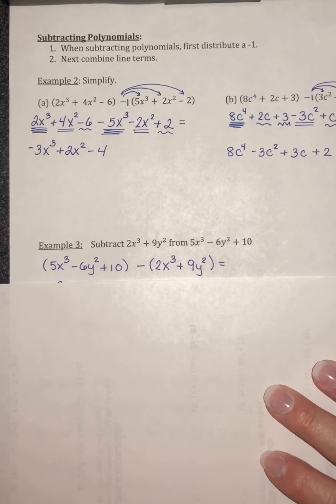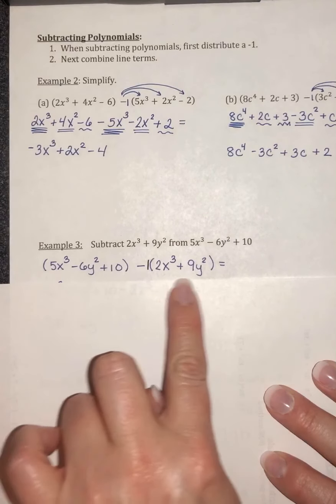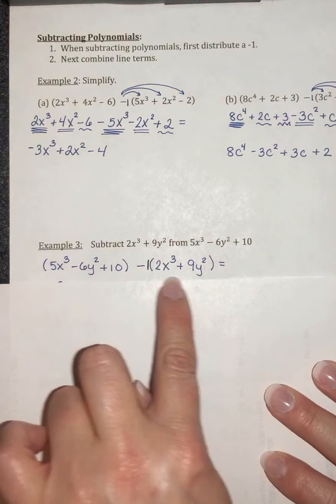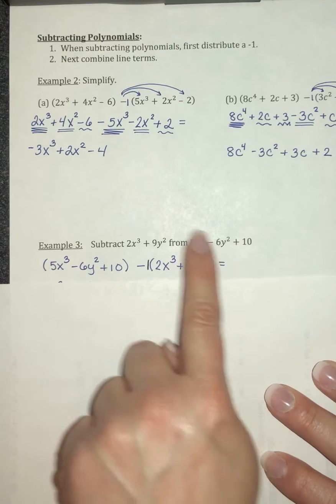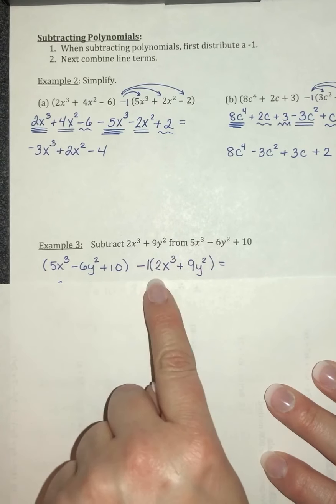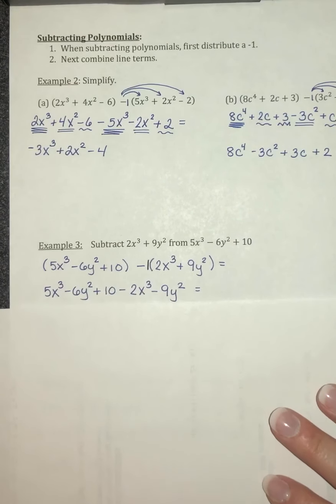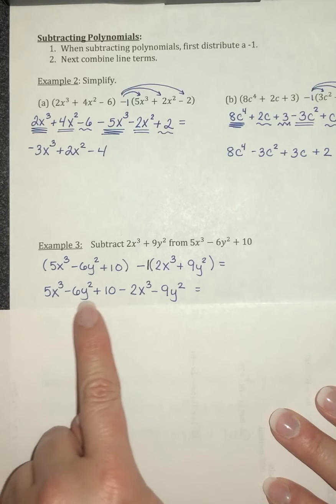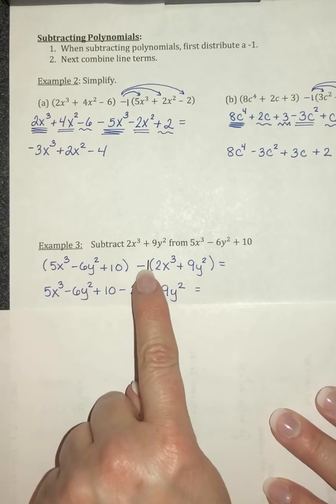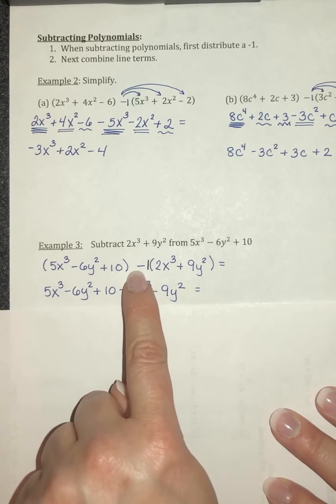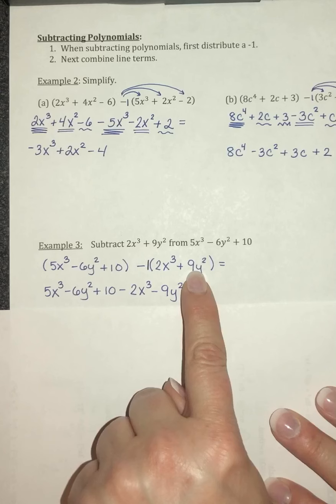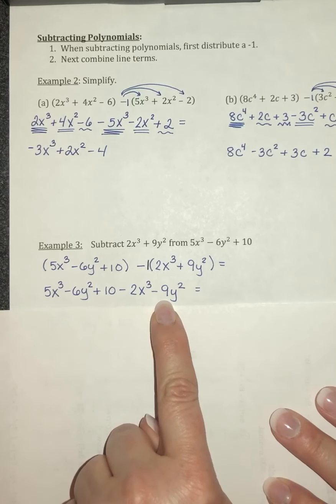Once we establish that, now the problem is exactly like what we did. Remember, this is like having a negative 1 in front. So I have to distribute negative 1 into my binomial. So the first trinomial gets written the way it is. Second binomial, we have a negative 1 that distributes into it. So let's see what we get. So I copy my trinomial. Negative 1 times 2x cubed, negative 2x cubed. Negative 1 times positive 9y squared becomes negative 9y squared.